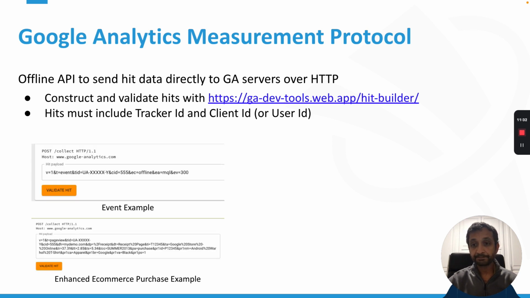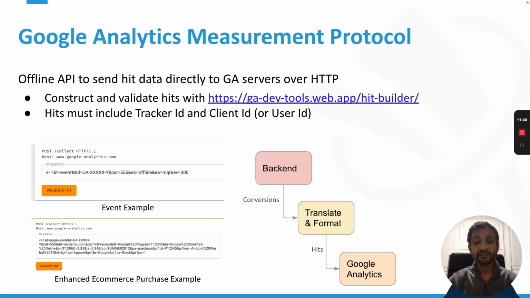if you're using it. So here you can see an example of an event and the event structure that's sent to Google Analytics, as well as an enhanced e-commerce purchase example that you might use for an offline e-commerce order. So again, just to revisit what's happening, from the back end, you're sending conversions, you're translating those into these measurement protocol hits, and you're sending those over HTTP to Google Analytics.